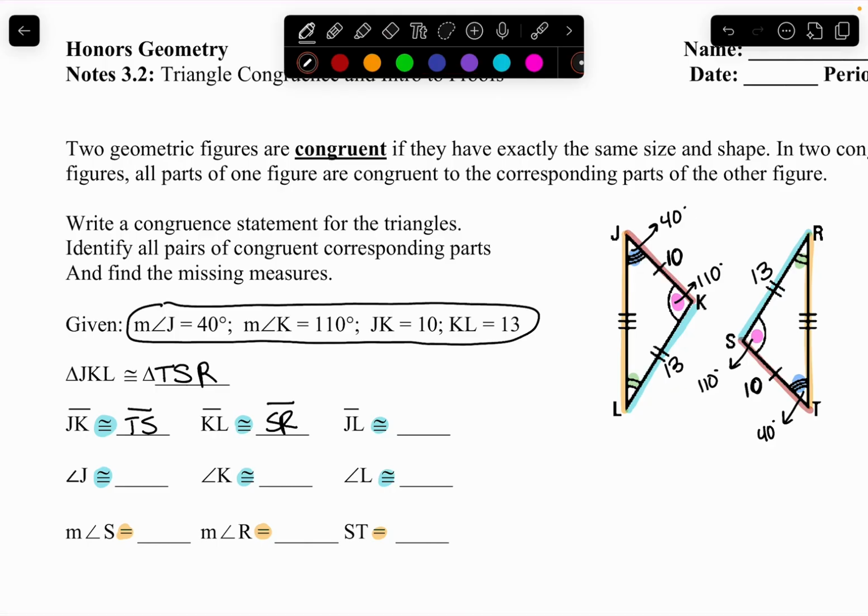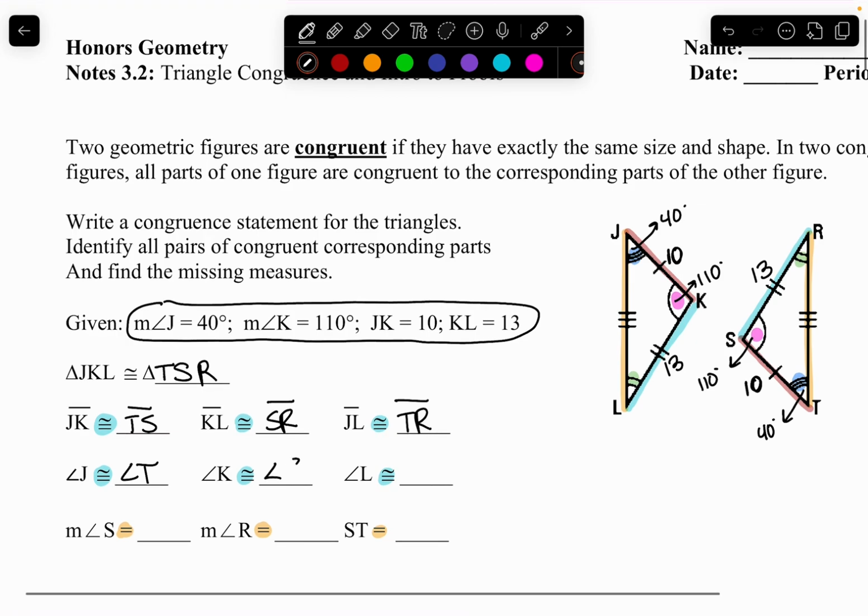JL is the orange segment, so that's going to be congruent to TR. So again, when you have a congruency symbol, the left and the right side have to be the same type of thing. If the left side is a segment, the right side has to be a segment. Now we're going to move down to the angles. Angle J is going to be congruent to angle T. Angle K is congruent to angle S, and angle L is congruent to angle R.